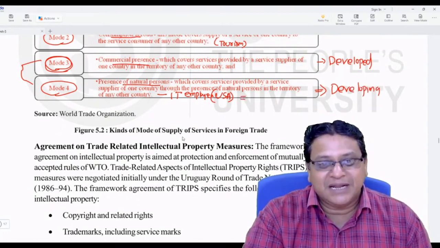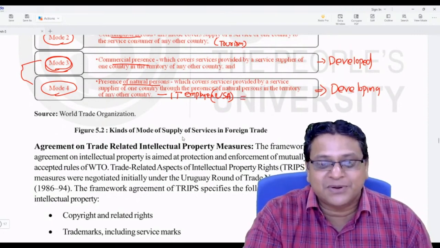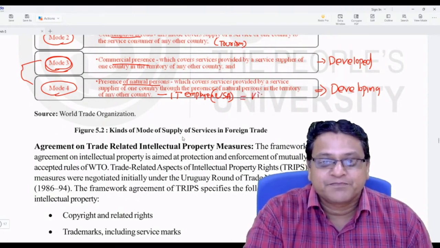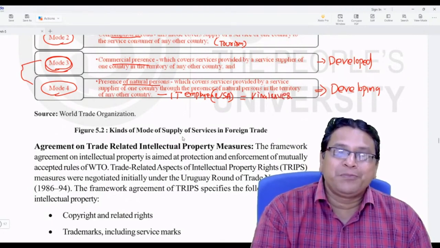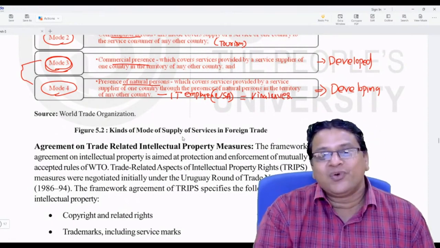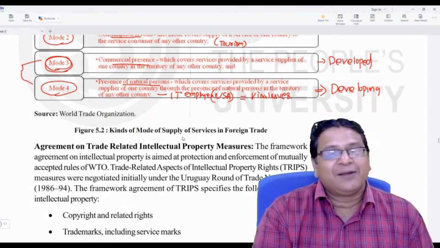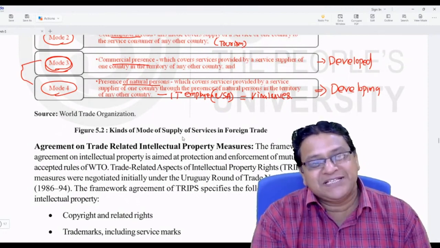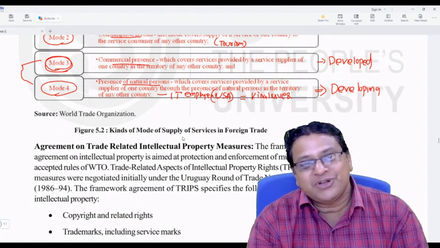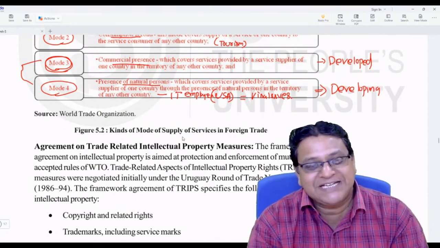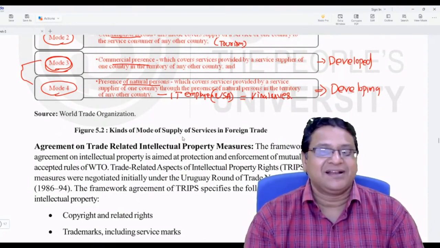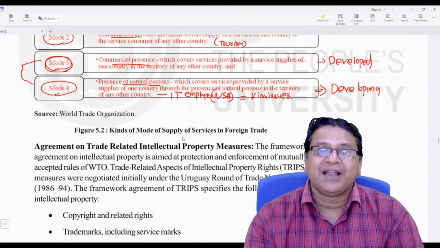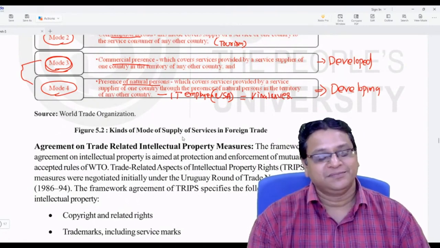Mode 4 means presence of natural persons, that is, visa is a huge issue. We want USA to liberalize visas, so more and more people from India can go to the US, work there and provide service. US companies and the US government want us to provide commercial presence to their institutions. They will come to India, start their commercial establishments and provide service to Indian people.